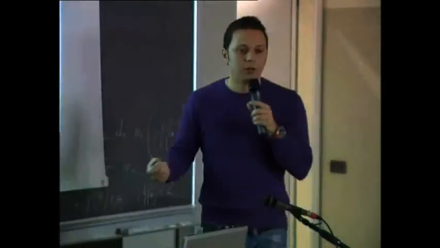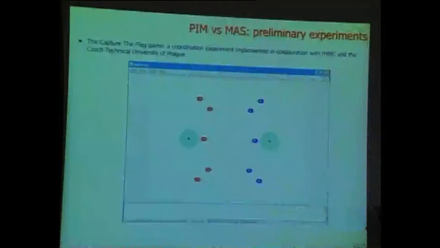This is an example of an experiment of this paradigm. We designed, in collaboration with HMC and the Technical University of Prague, a Capture the Flag game. The guys from Prague are experts in robot engineering, so they designed this coordination algorithm, which basically means that we have two teams. They have to knock down the other team and capture the flag on the other field. The red team is run by the PIM. The blue team is run by the multi-agent system in Java. We have the same algorithm, but with two different approaches.